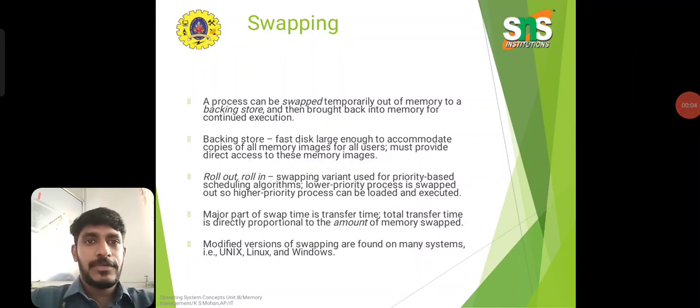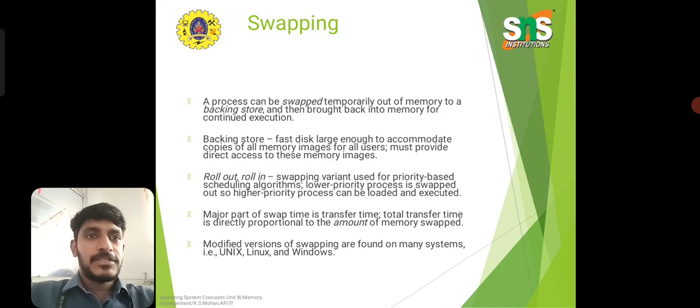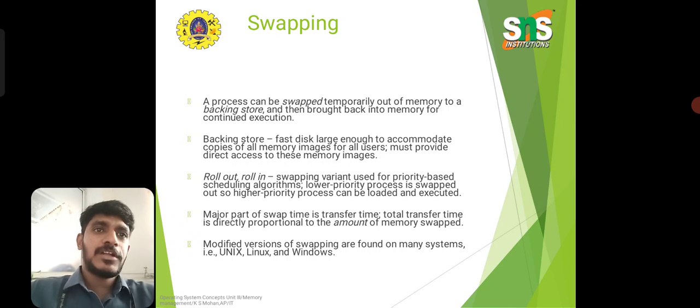In this lecture video, we are talking about the operating system concept swapping. In Unit 3, we have the memory management concepts. In that, we have the swapping process. Swapping is the process we start with.